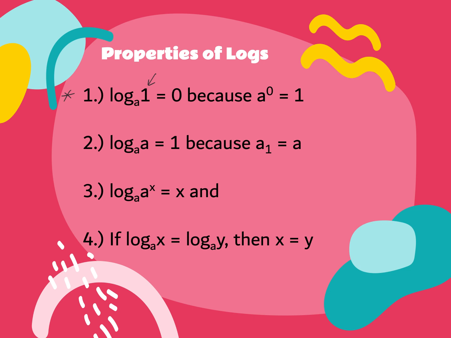equal 0. And if you think about it, it makes sense because when I write that, it's A to the 0 power equals 1. Anything to the 0 power is going to be 1.